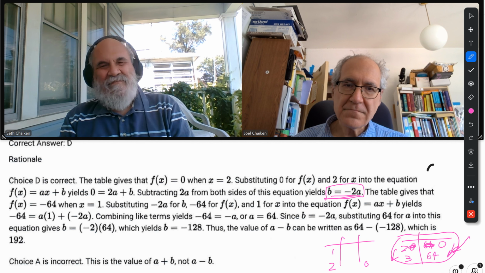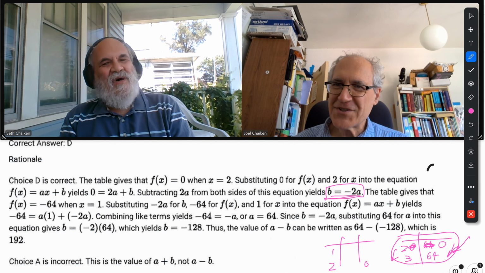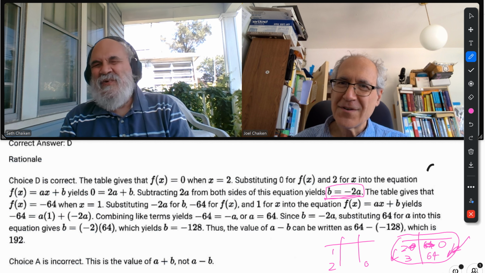It makes me shake my head. That's not the way to do math.